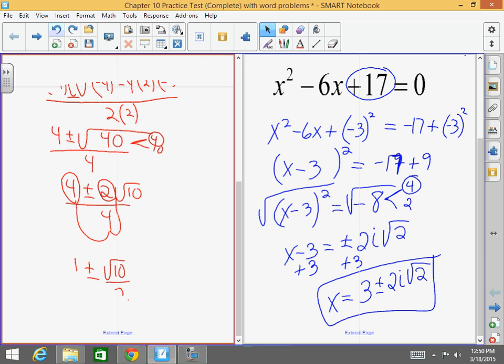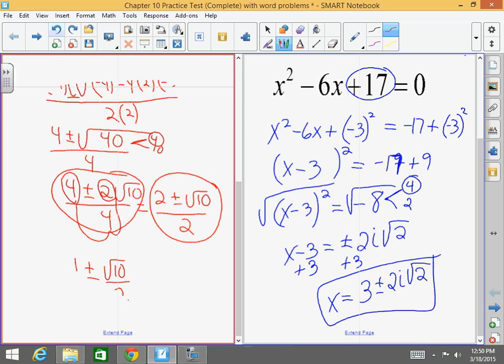If you factored out a 2 out of everything, then it would be 2 plus or minus square root of 10 over 2. Yes. That would not be marked wrong. We already said that, but thank you for asking again. If you left it like this, it would be correct.